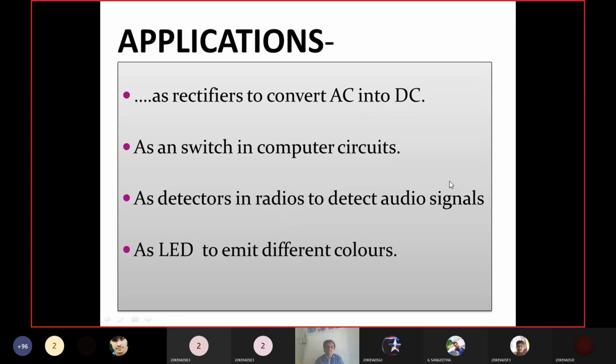It is also used as an LED for emitting different colors. Already we discussed the recombination and emission process. In that emission process, what happened? The electrons jump from the conduction band to the valence band, and while jumping, they lose some energy. That lost energy is converted into light. Based on that phenomenon, the LED works. So this is the application of the diode.